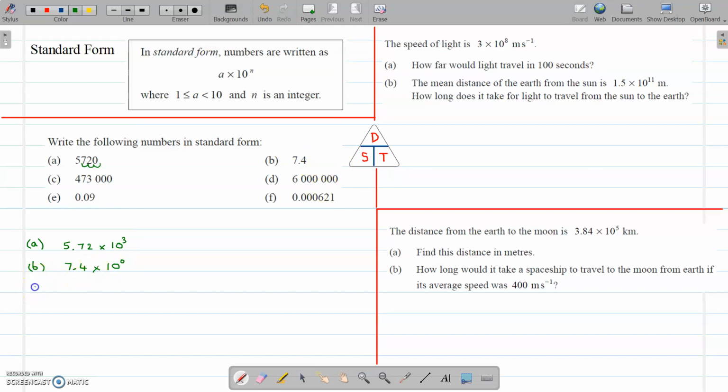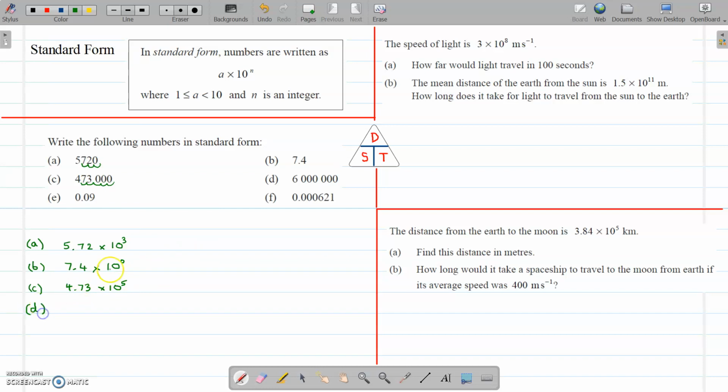Now question C, we have to consider the point sitting at the end here, and it's got to move back 1, 2, 3, 4, 5 places to get between the 4 and the 7. That will give us 4.73. But because of the 5 places we've had to move, we need to multiply that by 10 to the power 5.